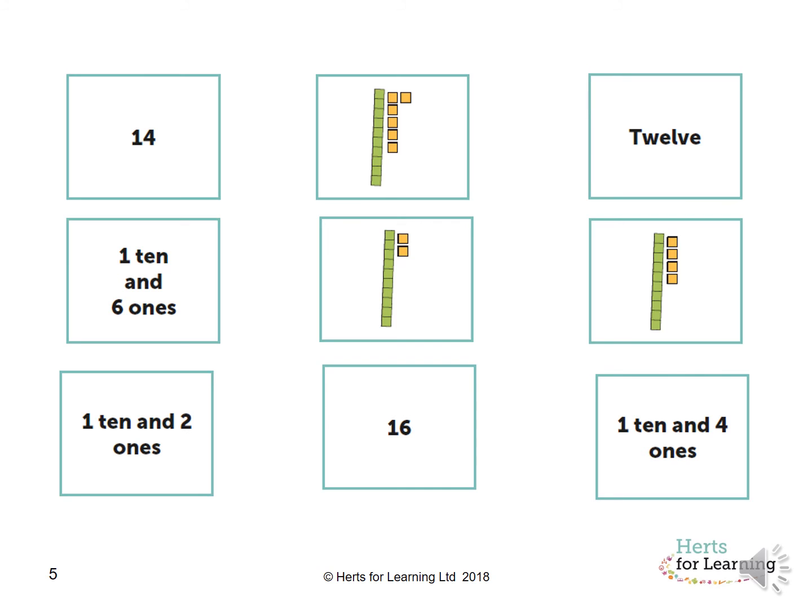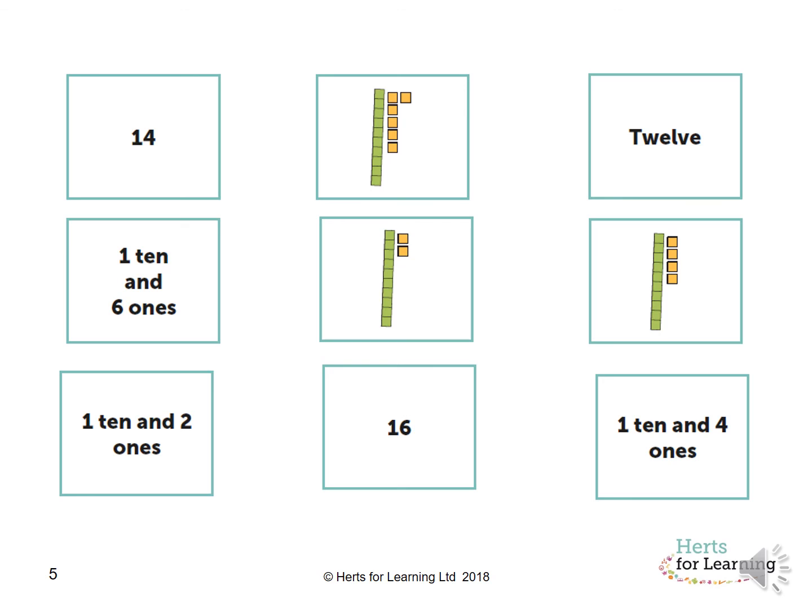Okay, so if we have a look, our first number is 14. So we need to find the pairs of 14. So if we look across to the top row, no, that's got too many. That says 12. Second row, 1, 10 and 6 ones. No, that's not 14. But if we look at our third column on our second row, that has got 1, 10 and 4 ones. So that makes 14. And then we want to find the other pair for it. So if we look along the bottom row, we've got 1, 10 and 2 ones. No. We've got 16. No. But our last one says 1, 10 and 4 ones. So we can match those 3 together.